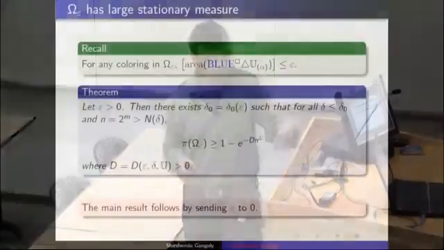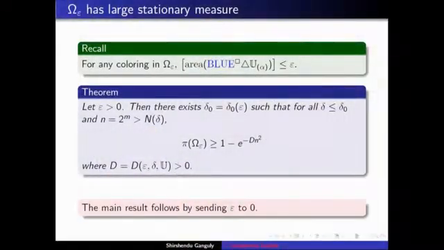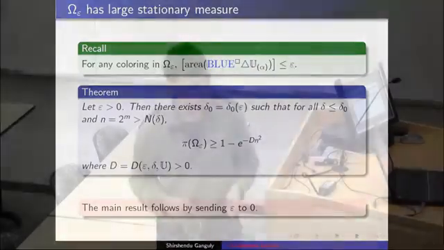And then this automatically implies, because epsilon was arbitrary, I will send epsilon to 0. Okay. So proving this suffices.